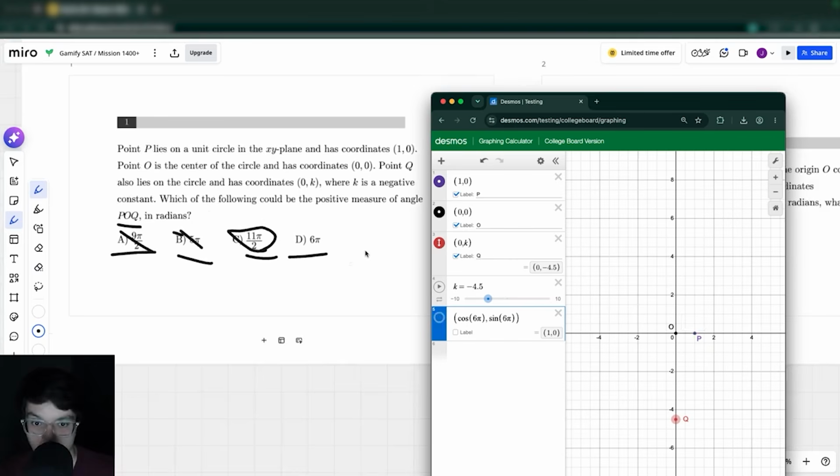So just to reiterate one more time in case it still doesn't make sense to you, cosine of the radians amount is going to be the x unit, and then sine is going to be the y unit. That's why I put it in this unit form here.